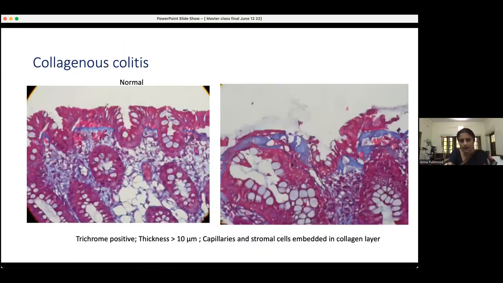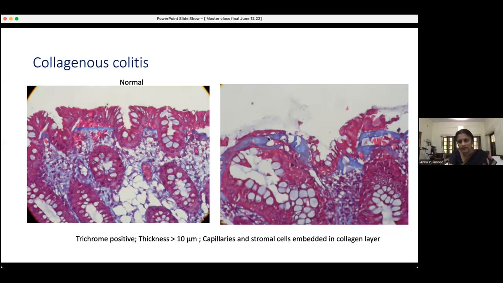So in collagenous colitis, this is the normal subepithelial basal membrane. You see how thin it is, the layer of basal membrane. Stained with trichrome stain. Trichrome stains collagen blue. So you're seeing this thin layer of blue basal membrane normally. But this is a patient with collagenous colitis. And you see the surface epithelium is actually just very flattened.